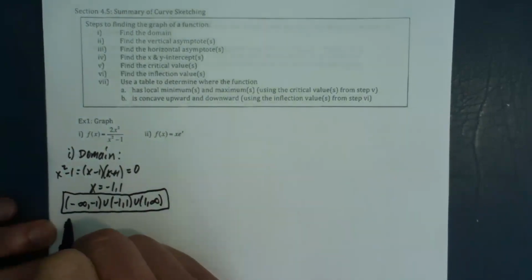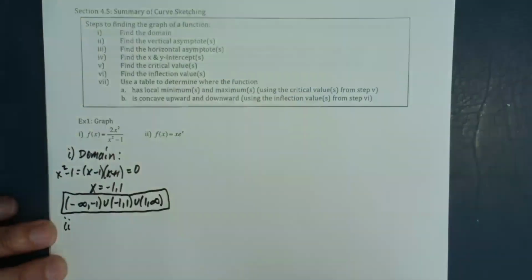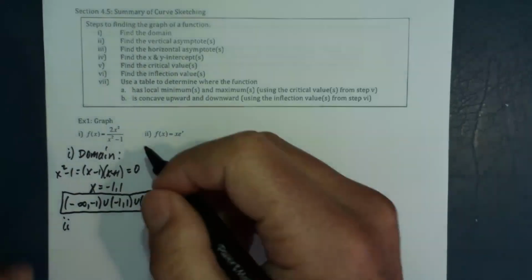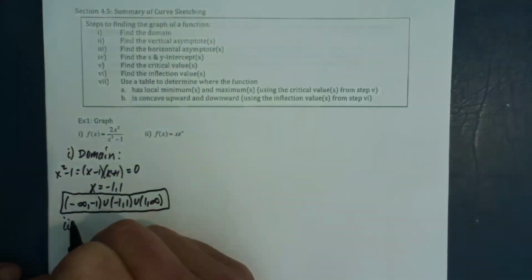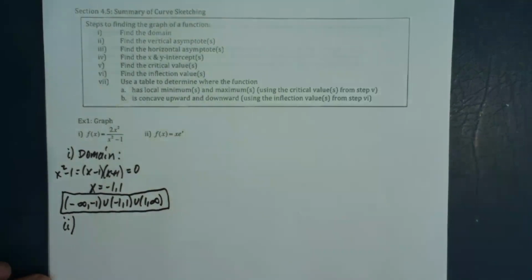Part 2, and I know they're all lowercase Roman numerals, but we're only doing this first function here for now, and then we will do the other one momentarily. Part 2, we want to find the vertical asymptote. We did vertical asymptotes a little while ago, in chapter 2, when we were learning limits and horizontal asymptotes. Basically, a vertical asymptote is when, as x approaches a certain value, the y value shoots off to infinity, which means the limit doesn't exist.